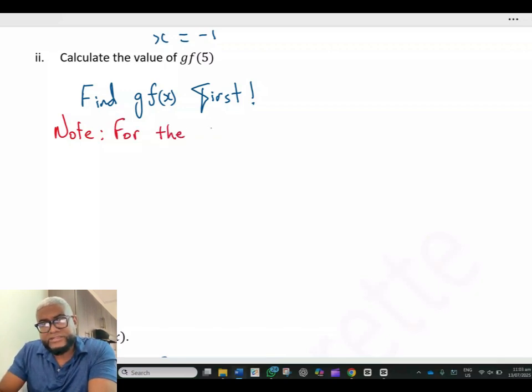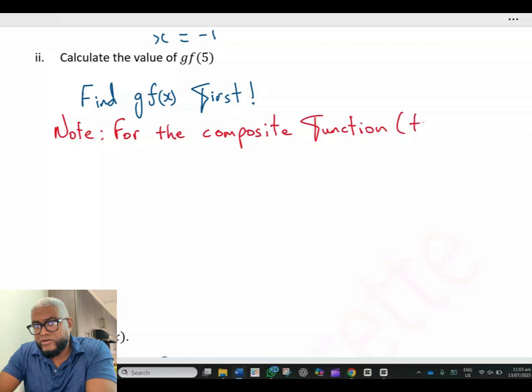For the composite function, which is like two functions in one, two functions together.